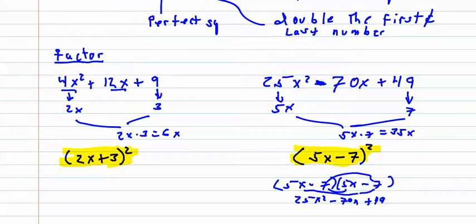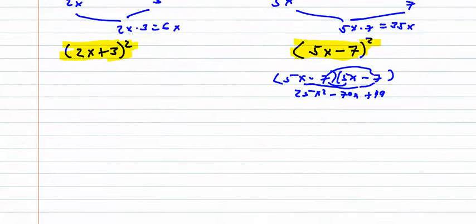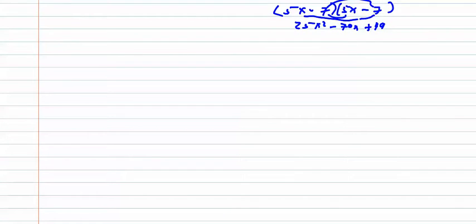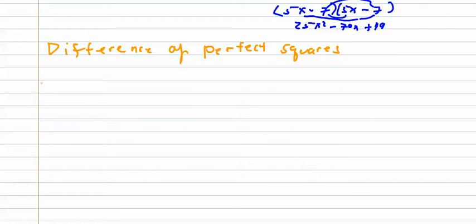The second one is called the difference of perfect squares. That's where we have two perfect squares, and we're taking the difference of them. For instance, 4x squared minus 9.